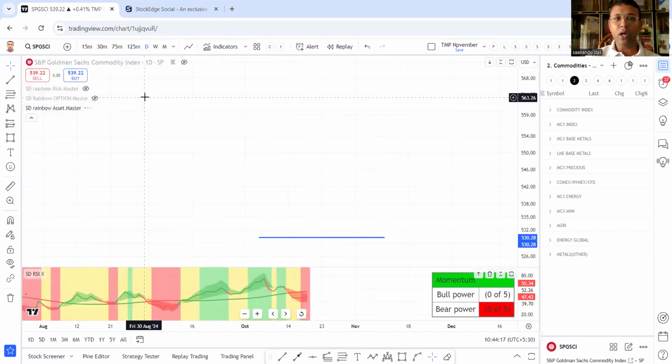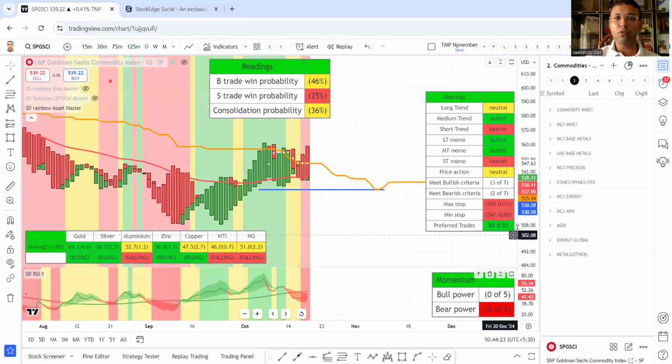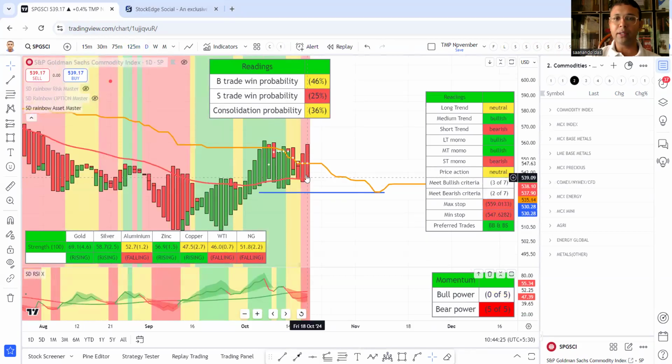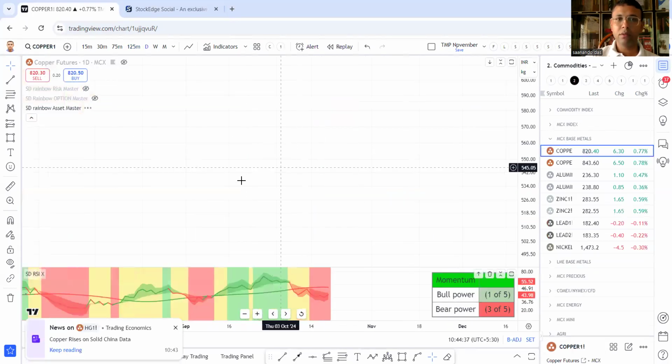And in the daily chart, we are still not bullish. So the 125 minutes chart is just trying to form a base, which is looking like a correction in the daily chart. After that, we'll directly go to base metals. In base metals, we are going to take a look at copper. Copper, we are taking a look at through the daily chart first.